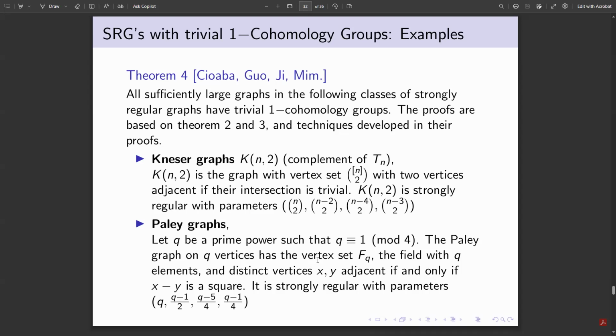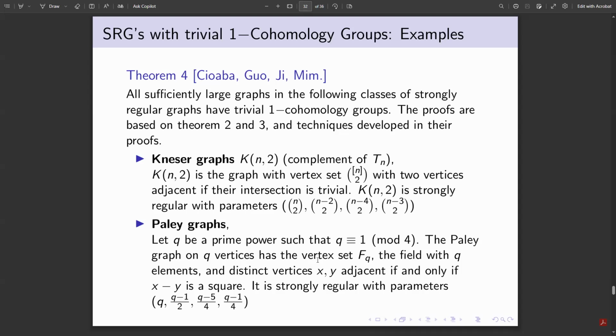So the first one is a Kneser graph K(n,2). It's just the complement of the triangular graph Tn. So the same vertex set, all pairs of symbols from the set 1 through n, and 2 pairs share an edge only if they share no symbol at all. And it turns out that it's a strongly regular graph with these parameters that I've listed, and you can show using the techniques that we have developed that all these graphs, or sufficiently large graphs of this collection, will have a trivial one cohomology group because all the cycles can essentially be triangulated.